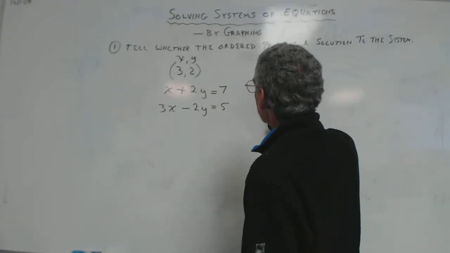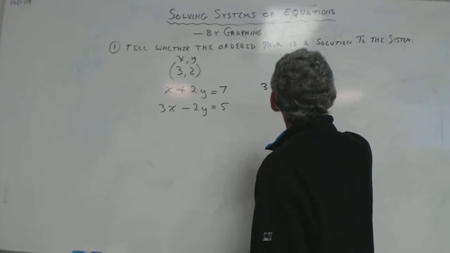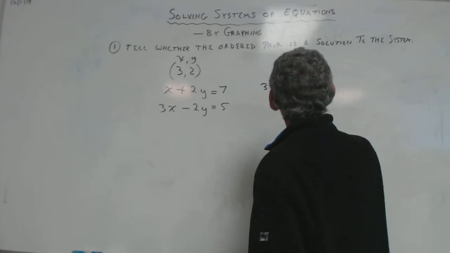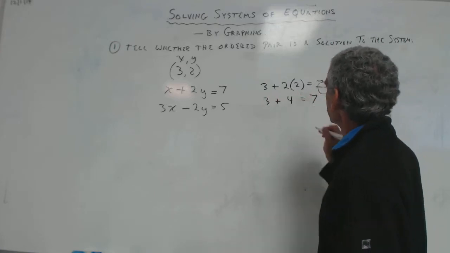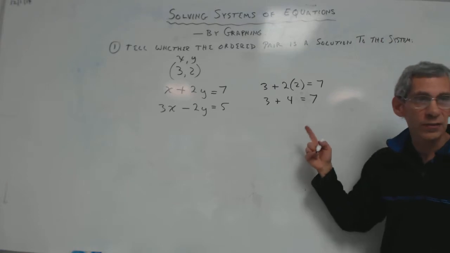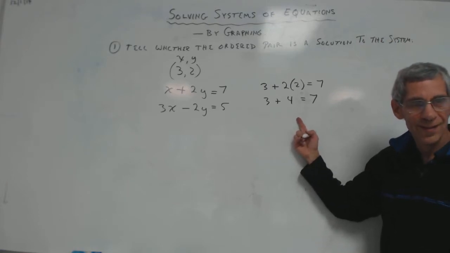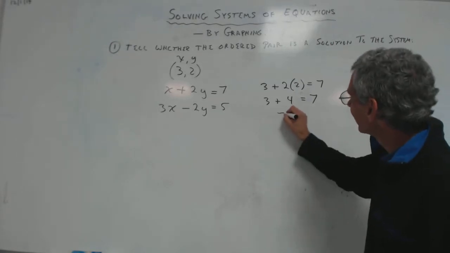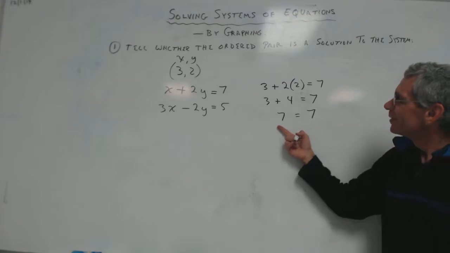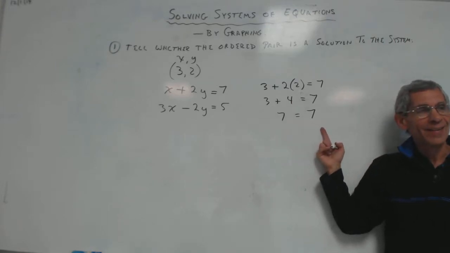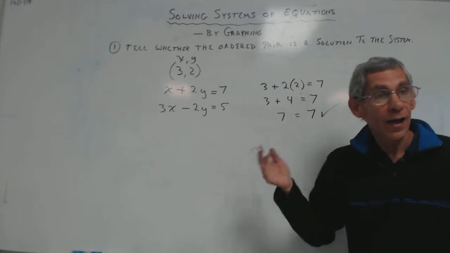So we got 3 plus 2 times 2 is equal to 7. Let's try that. So 3 plus 4 is 7. Now, Gideon, this is where I would suggest you get the calculator. 3 plus 4 is 7. 7 is equal to 7. Sorry, it was an inside joke. Okay. 7 equals 7, right? That's true, isn't it? Okay, so that checks.